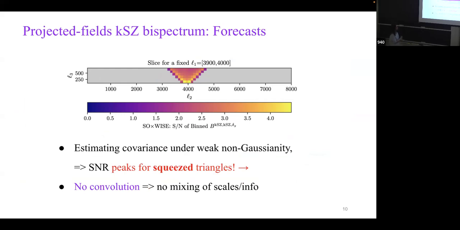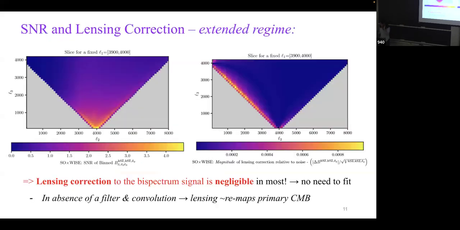as earlier. And again, we don't have any convolution going on here because we don't need to use a Wiener filter. We are not squaring the CMB map in any place. So it's just a full 3-point function. So you have better separation of scales. And another advantage that this estimator now has is that the lensing correction to this bispectrum signal is negligible in most of the bins.